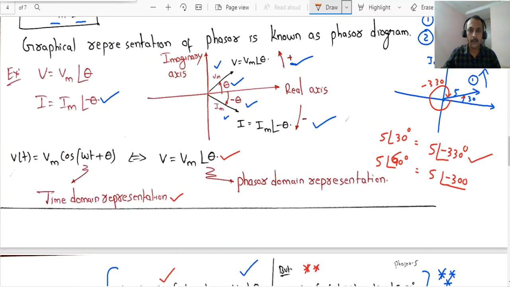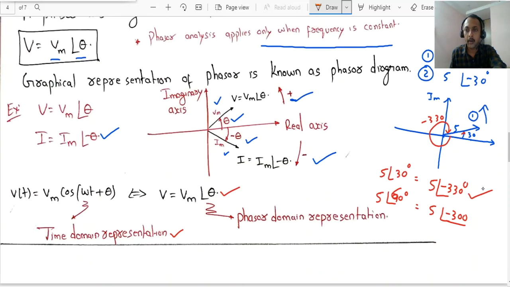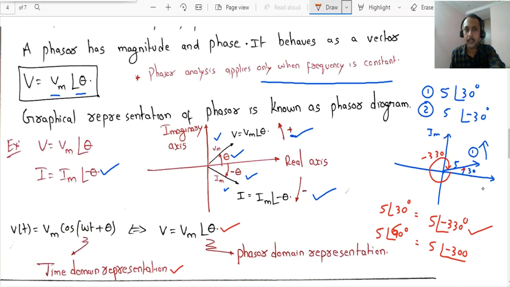Now this is called the phasor domain representation, and this is called the time domain representation. Another important point is if it is plus 30 degrees, rotate in the anti-clockwise direction. If it is minus 30 degrees, for example, you rotate in the clockwise direction. Another important point is 5 at an angle 30 is the same as 5 at an angle minus 330 degrees. Very, very important. Or 5 at an angle 60 is the same as 5 at an angle minus 300. You just subtract 360 from the angle and you will get the answer.